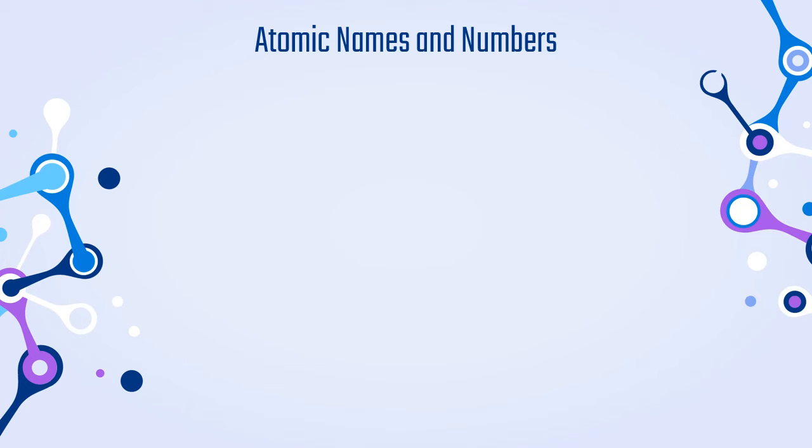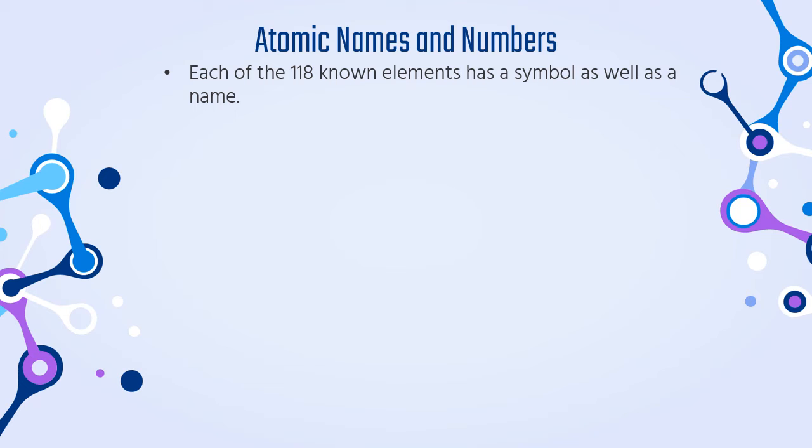There's a lot of information that we have to learn about atomic names and numbers and how they work. Each of the 118 known elements has a symbol as well as a name. We've already talked about atoms like hydrogen atoms, oxygen atoms. Each of those has a name, but they also have a symbol, because every time you're talking about a particular type of atom, you don't want to write out hydrogen, oxygen, or octium. You're going to want to write out something faster. So everything has a symbol.